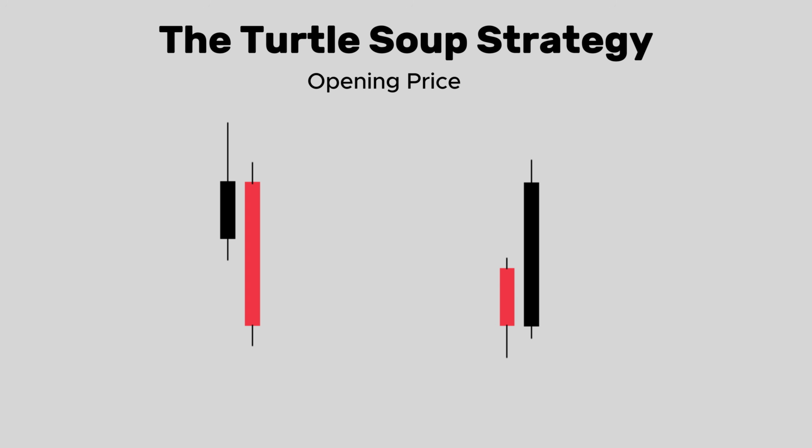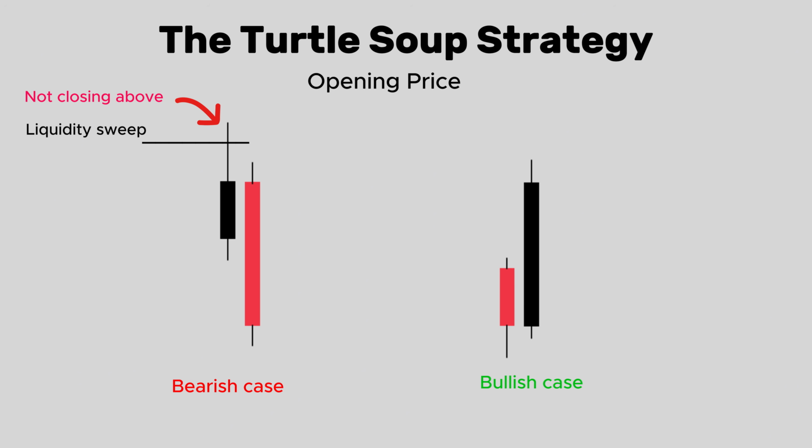Opening price. This is the way we are going to plan the entry for the setup. So what you're looking for is this is a bearish case, and this is a bullish case. What we want to see is a clear liquidity sweep. Here you can see that price is not closing above, and instead it just wicks above and comes back down, and we have this candle closing here.